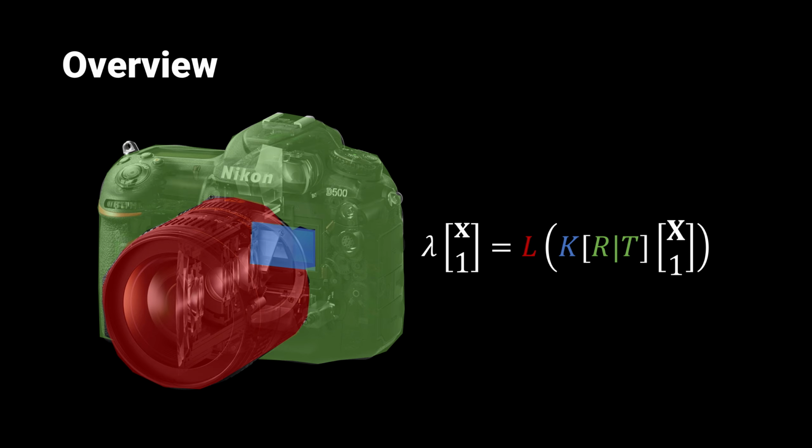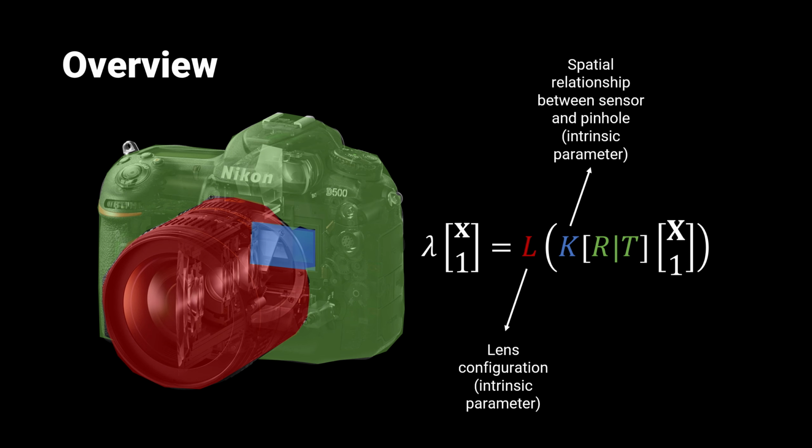So let's look at an overview of what we are trying to do. Remember that from the previous video, we had this pinhole projection equation where we talked about how the image from 3 dimensions is being projected onto a 2-dimensional image plane. But we never talked about this parameter called the lens configuration, which is an intrinsic parameter which characterizes how the lens bends the light. We did talk about the spatial relationship between the sensor and the pinhole, and we talked about the camera body extrinsic configuration, which is how the camera is oriented in the world.